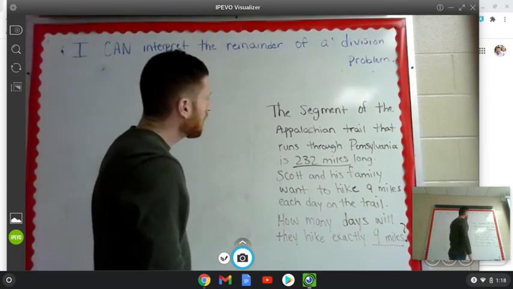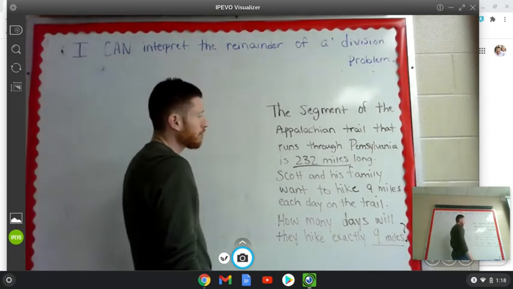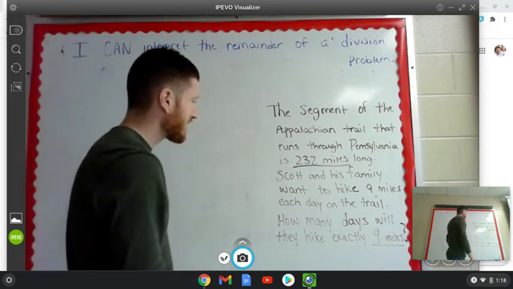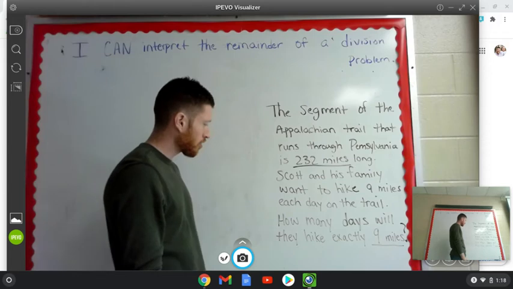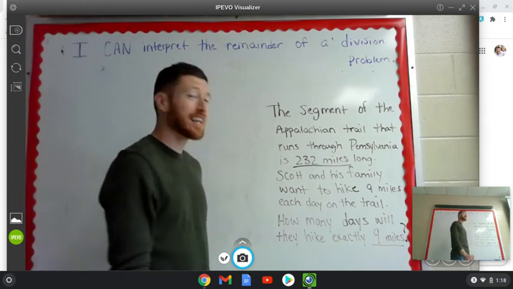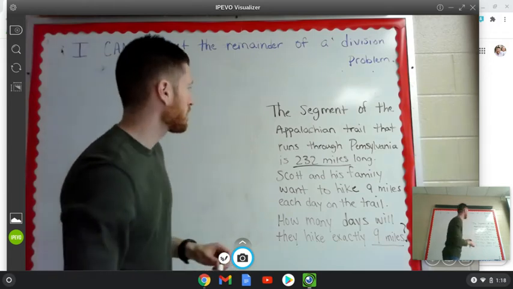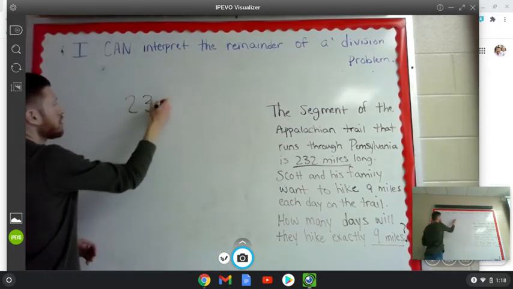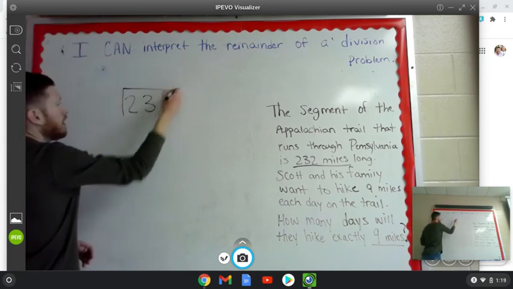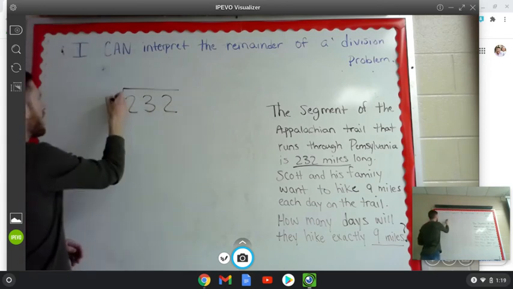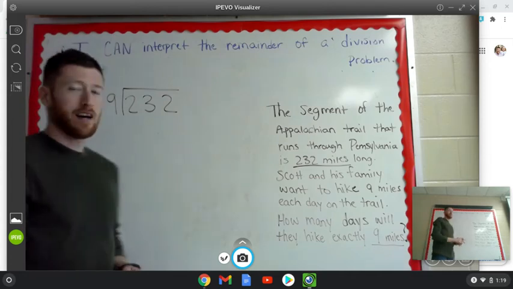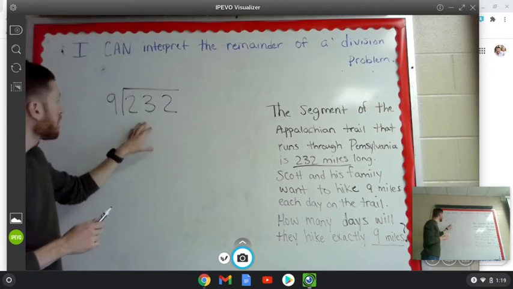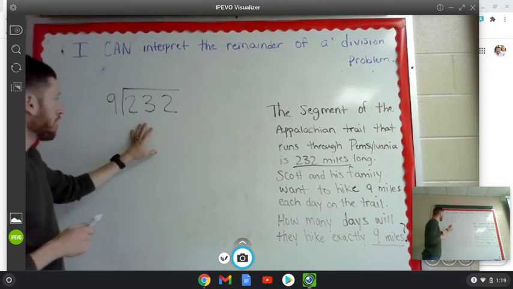The segment of the Appalachian Trail that runs through Pennsylvania is 232 miles long. Scott and his family want to hike 9 miles each day on the trail. How many days will they hike exactly 9 miles? So let's set this up for 232 divided by 9, right? Because that is the number of miles that he's going to hike each day, and the 232 is the total of the Appalachian Trail through Pennsylvania.